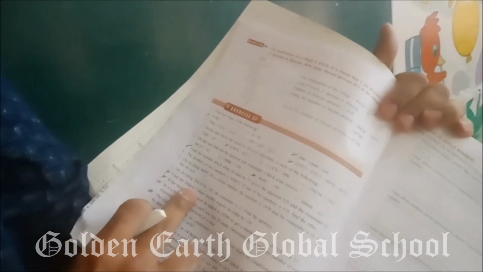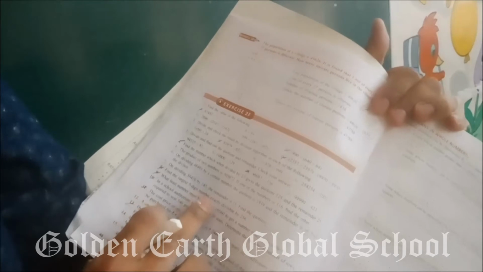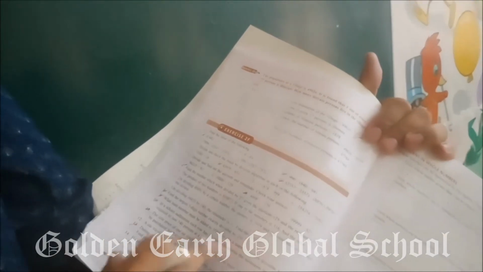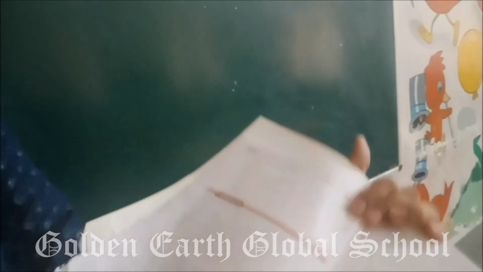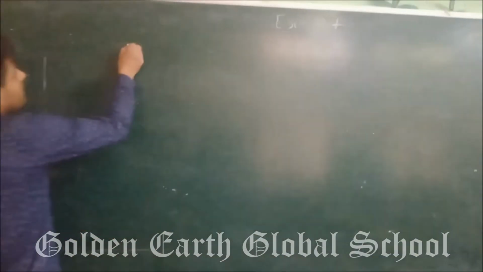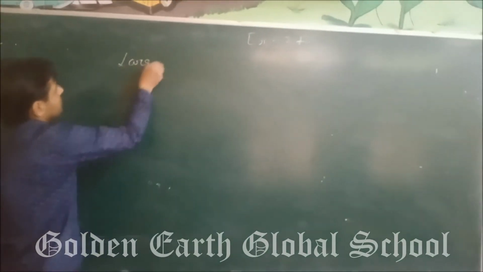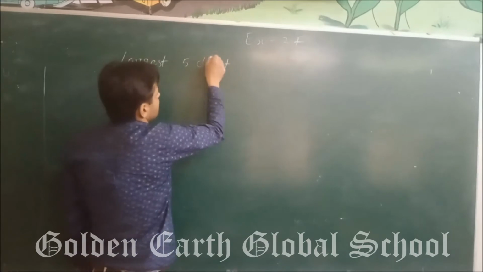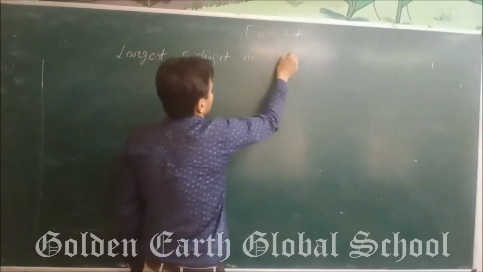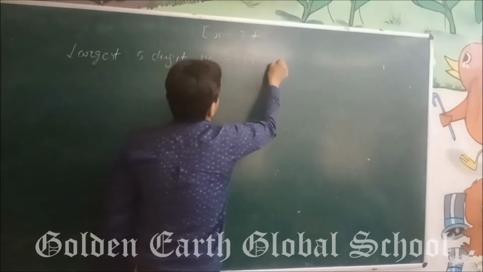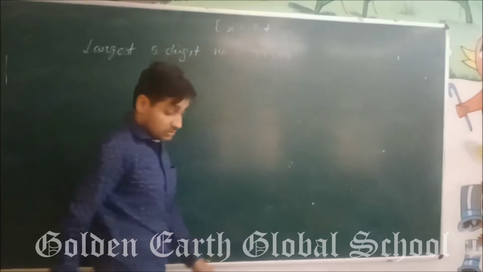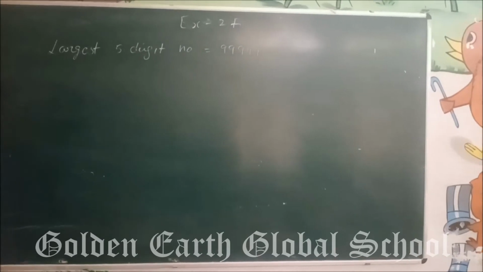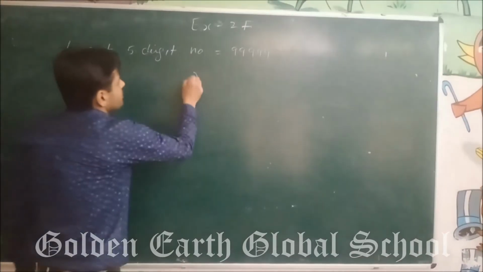Find the largest 5-digit number exactly divisible by 236. Largest 5-digit number, look at the board. The largest 5-digit number is 5 nines. Okay, what is the question? Divisible by 236. So you divide it.